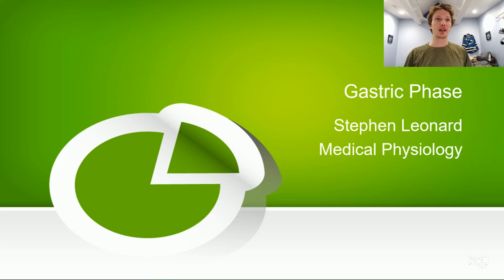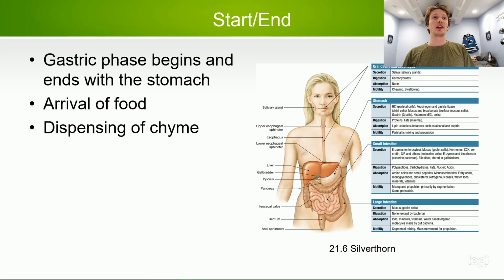Today is December 8th, and I'll be doing a presentation on the gastric phase of the digestive system. The beginning of the gastric phase is stimulated by the arrival of food in the stomach. The gastric phase involves food as it enters the stomach, is broken down further, and then secreted through the pyloric sphincter as chyme to the duodenum of the small intestines.